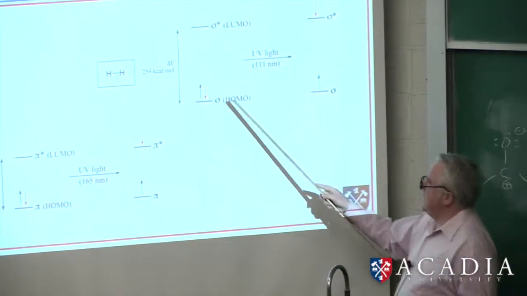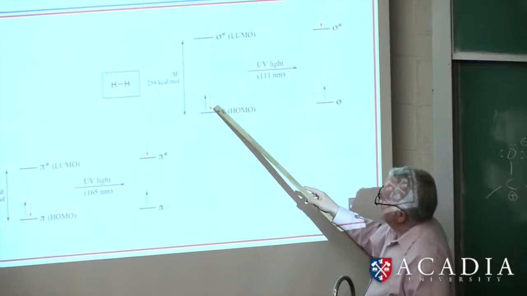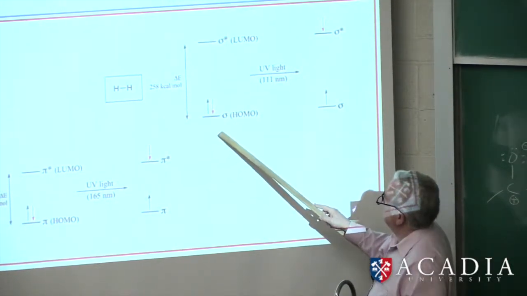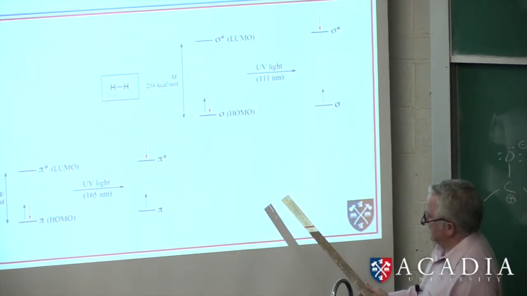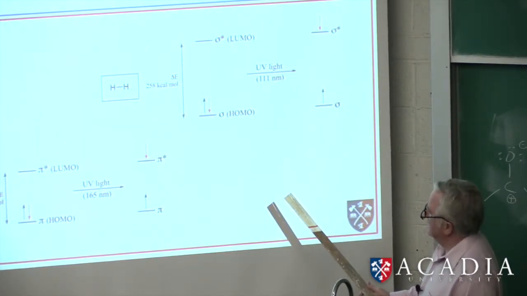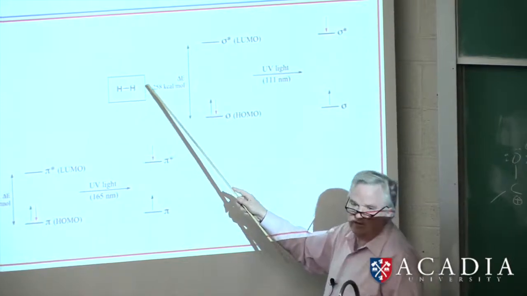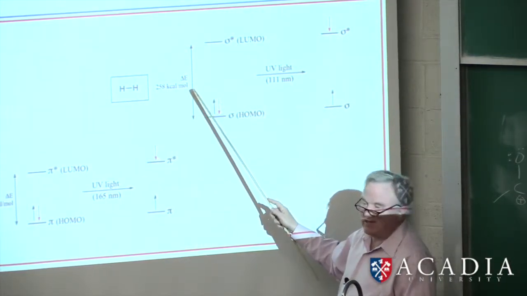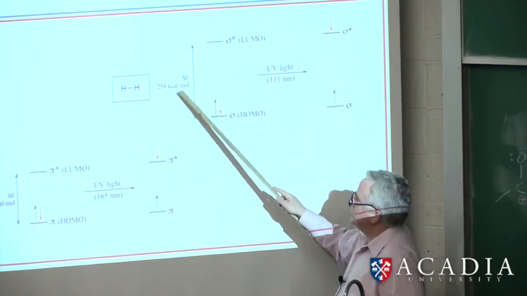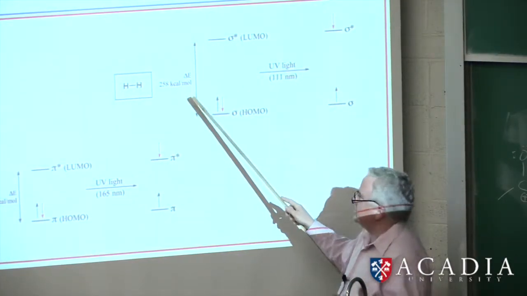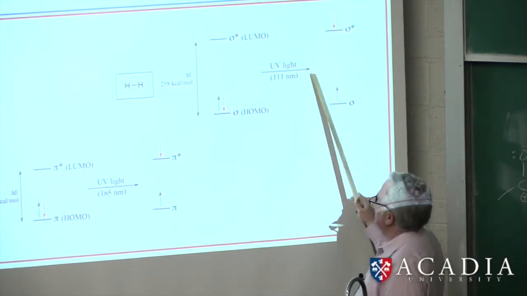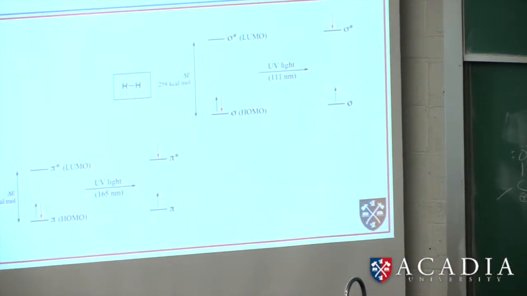Butadiene, the energy gap is getting, oops, where am I? Okay. Oh, I'm sorry, this is not butadiene, this is hydrogen. Okay, that's why it makes sense. Hydrogen, very large gap, 258 kilocalories per mole. That's just hydrogen gas, H2. That's light of 111 nanometers. That's very high energy light.